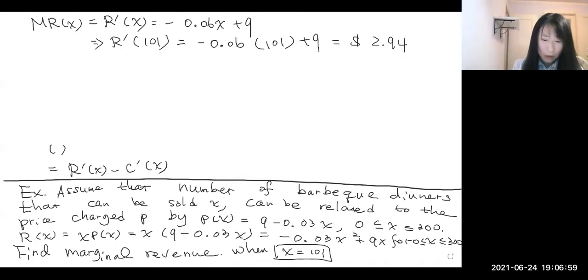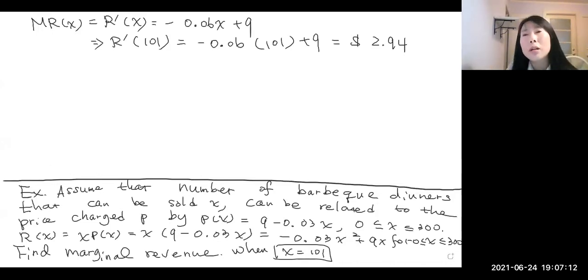So I just made this up, so it's a little bit different from the book, but this is a homework problem. Okay. So your homework asks you about this one, marginal revenue. Okay, let me erase this one.